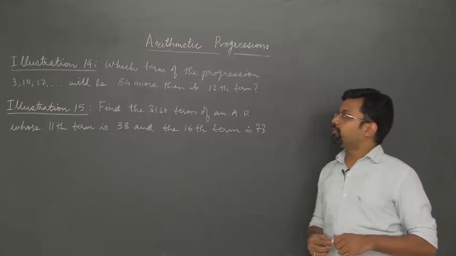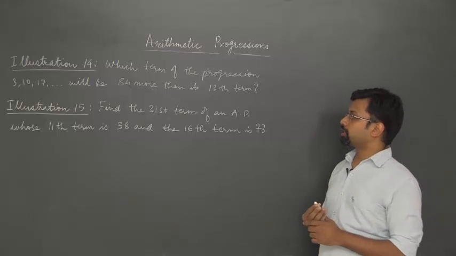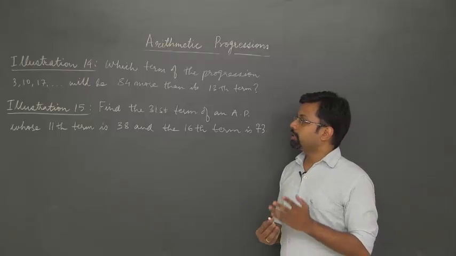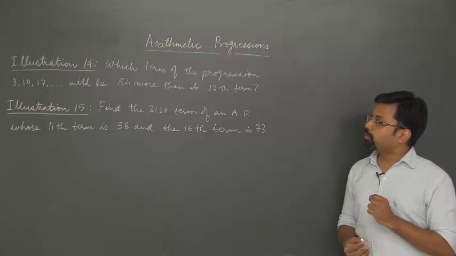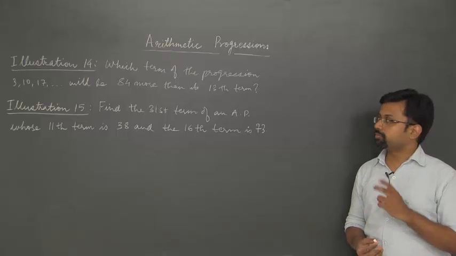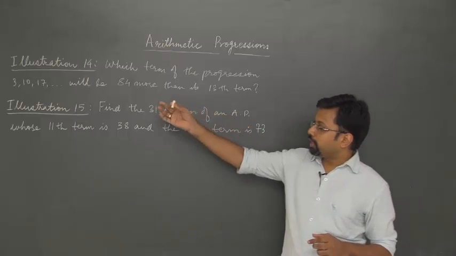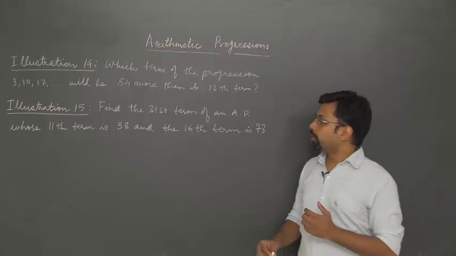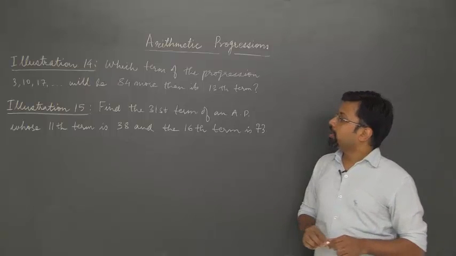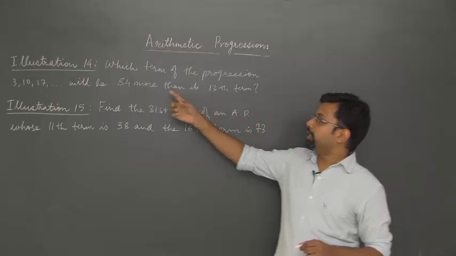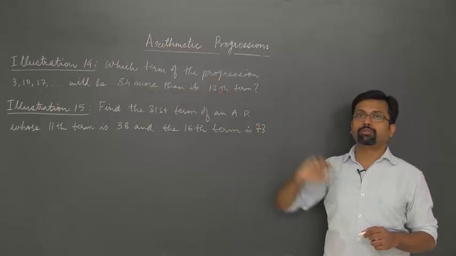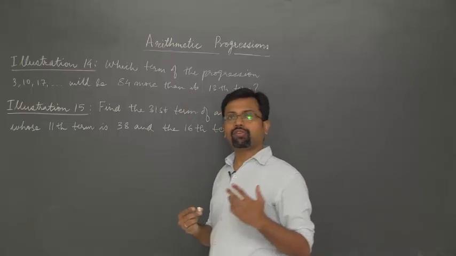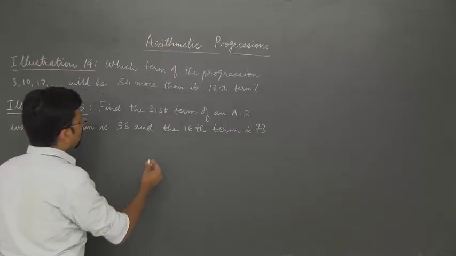Now illustration number 14. Illustration number 14 asks which term of the progression 3, 10, 17, etc. will be 84 more than its 13th term. So we have a given AP with the terms 3, 10, 17 and so on, and we have to find the term which is 84 more than the 13th term of the AP.